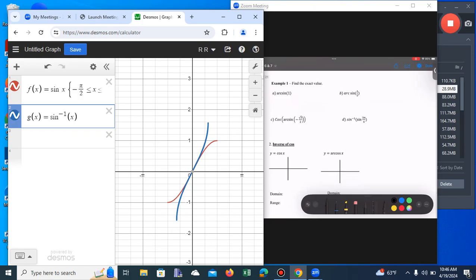Right, so does everyone know the arc sine of 1? Well, we get pi over 2. If you want to know the arc sine of 1/2, well, this is the same thing as having sine theta equaling 1/2. That happens at pi over 6.